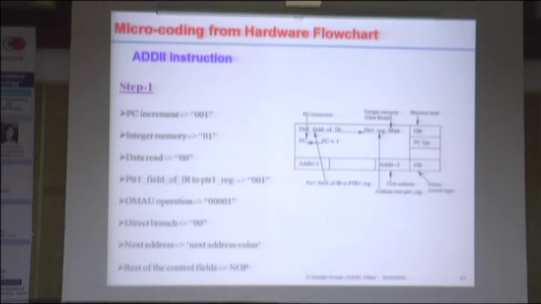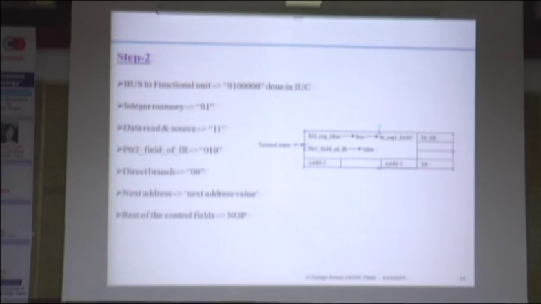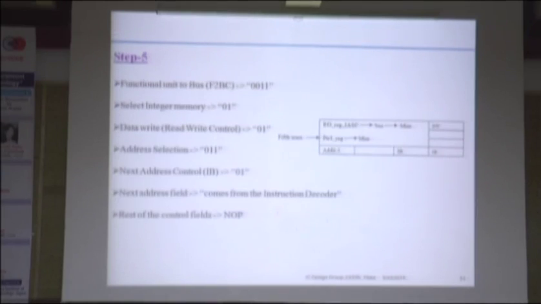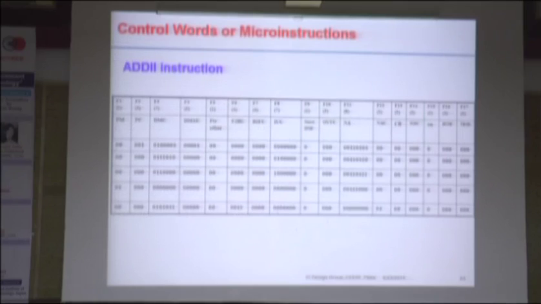By seeing all the operations, or all the register transfers, I am deriving the controls from the hardware flowchart. So we have derived the controls for all the states. These are the 5 micro instructions required by this ADDII instruction. In this way we have derived the controls.